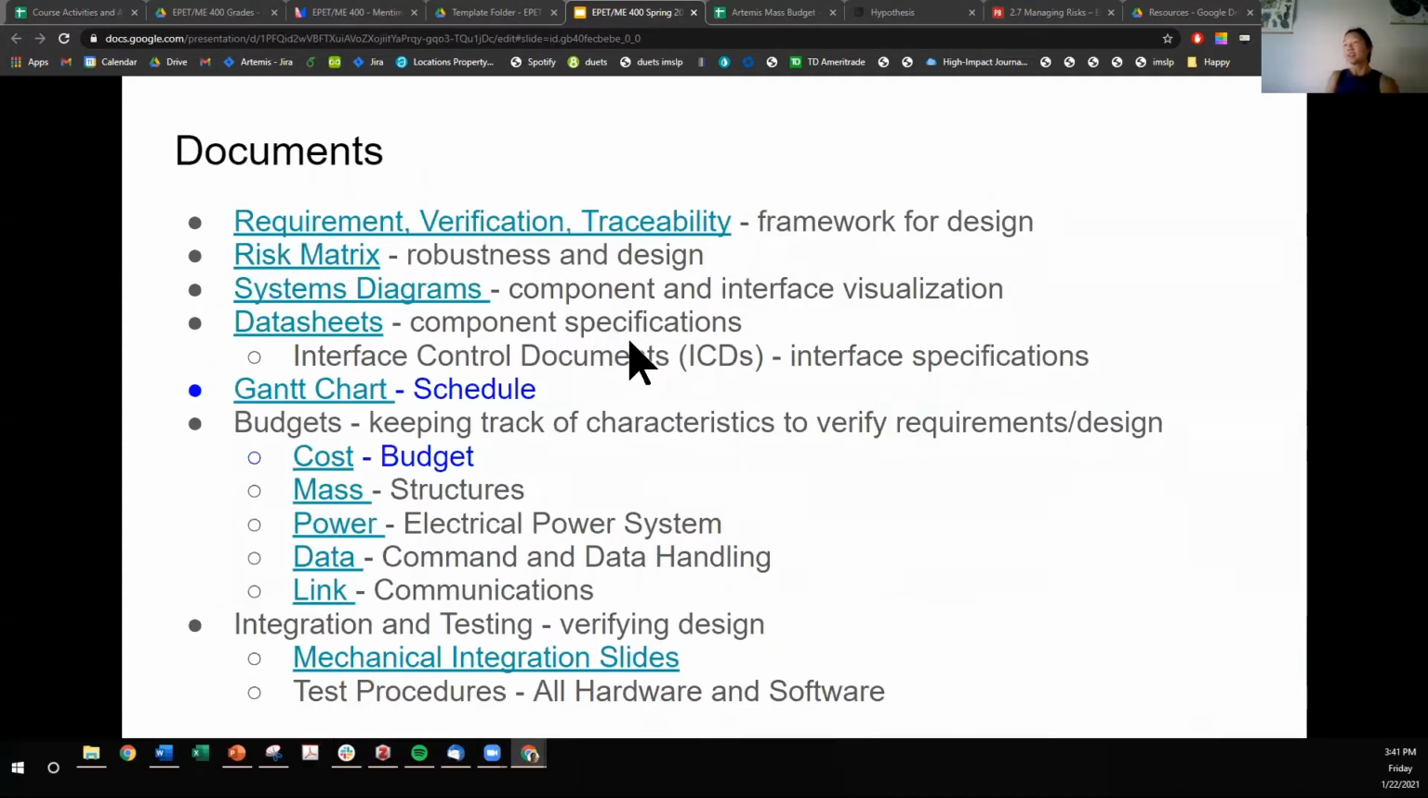Okay, so now we're going to go through all of the different documents in the template folder, which you'll have to copy and modify for your own use. So to give you the big picture before we dive into each type of document, the requirement verification and traceability spreadsheet that I have in the template folder offers a framework for the design.